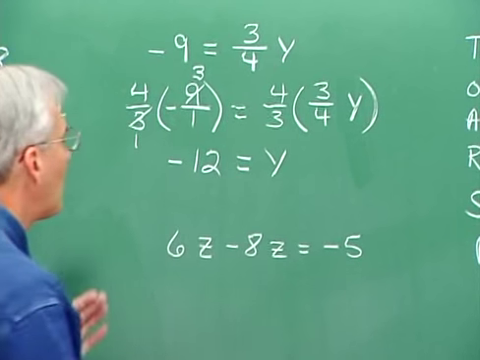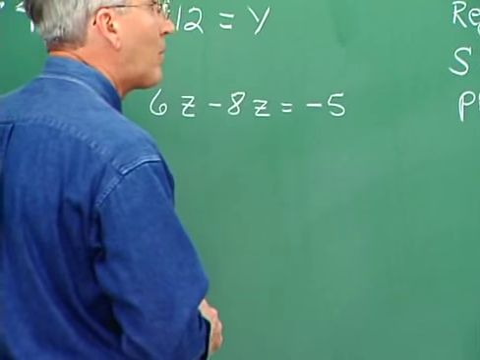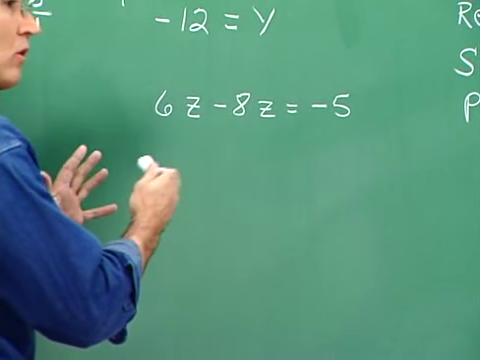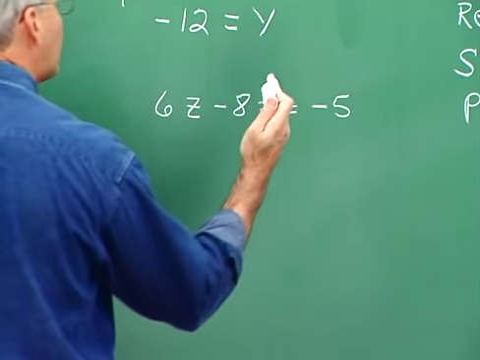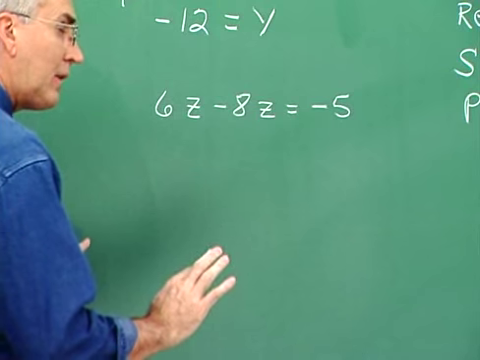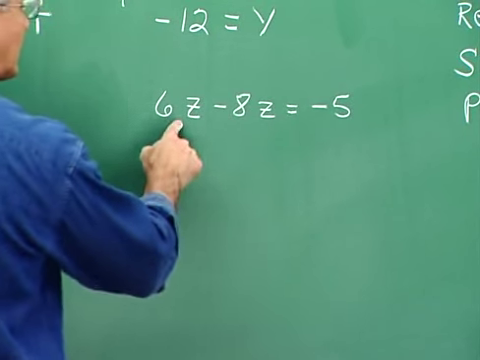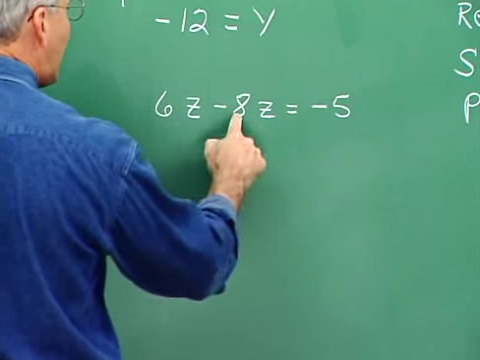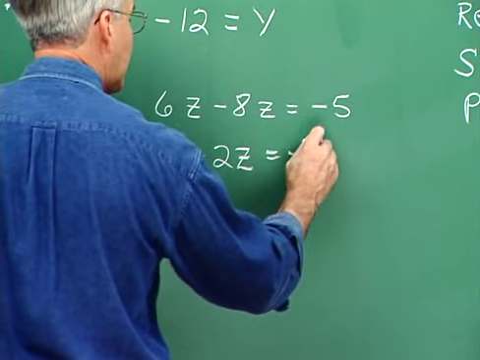Now here's one where we have a little bit of manipulation to do before we go through the process of dividing on both sides or multiplying by the reciprocal. On the left we have an expression that we can simplify a little bit. And occasionally we need to do that before we introduce another strategy. 6z minus 8z. 6 minus 8, oh, that's negative 2z equals negative 5.